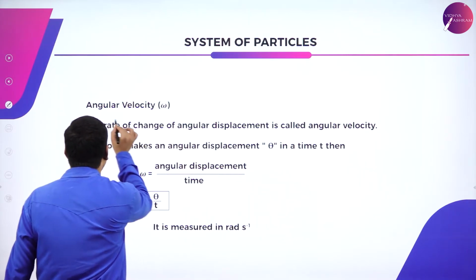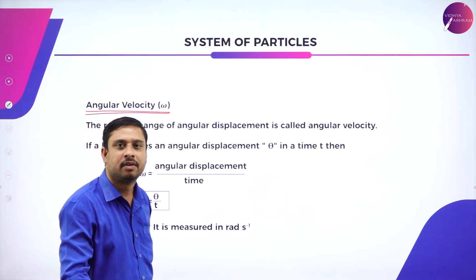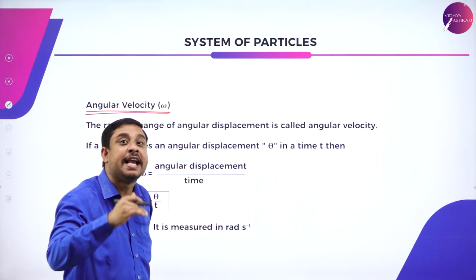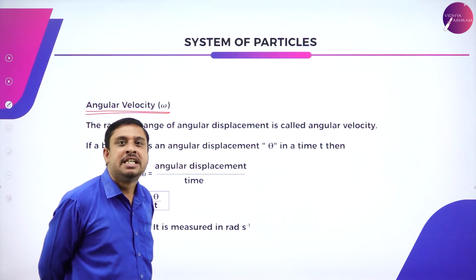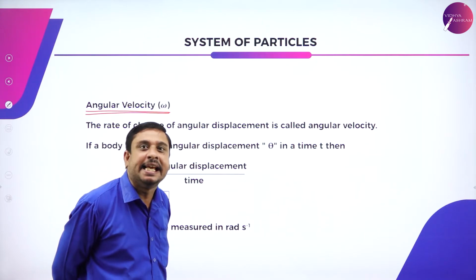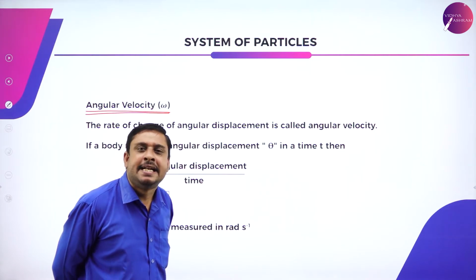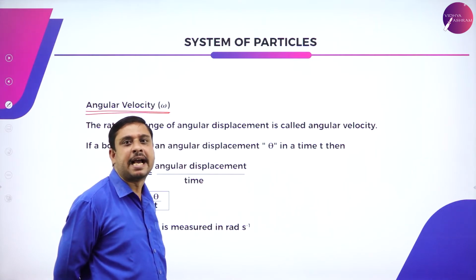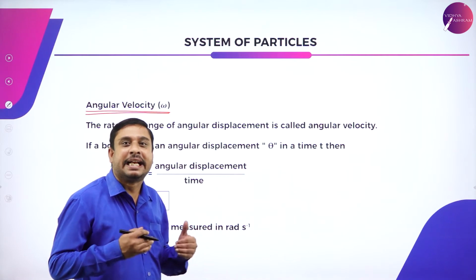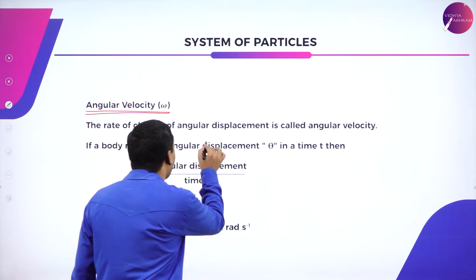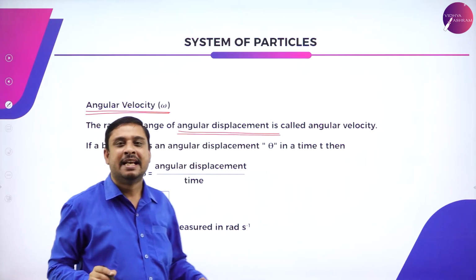The next one is called angular velocity. How did you define linear velocity? Rate of change of linear displacement. So generally, velocity is displacement divided by time. Then what is angular velocity? Rate of change of angular displacement. Notice, that is what I told.